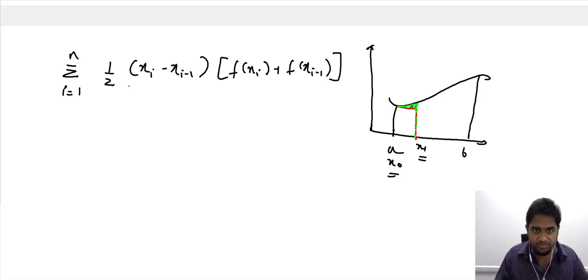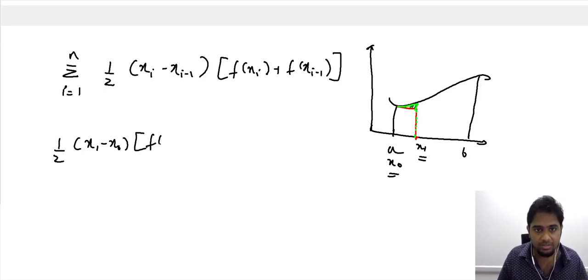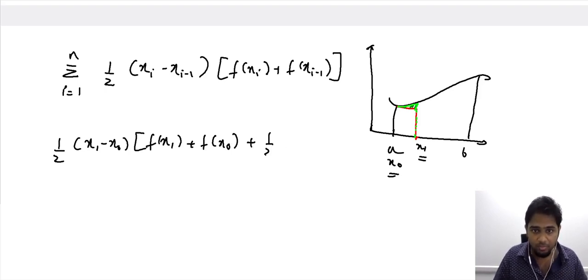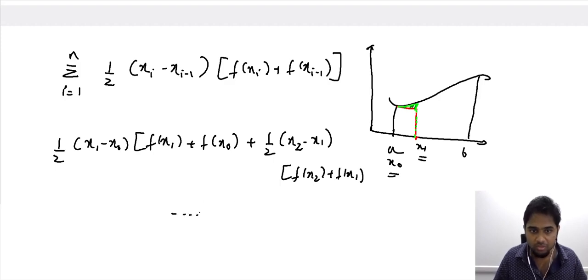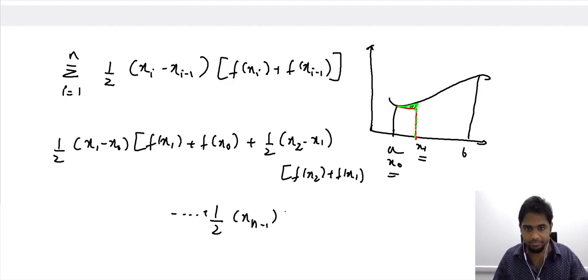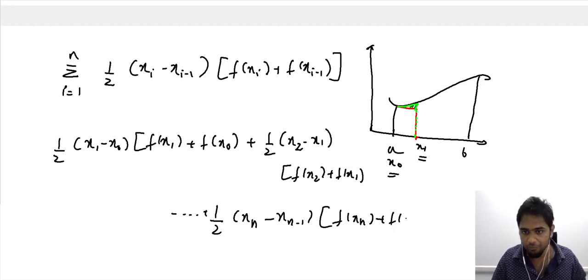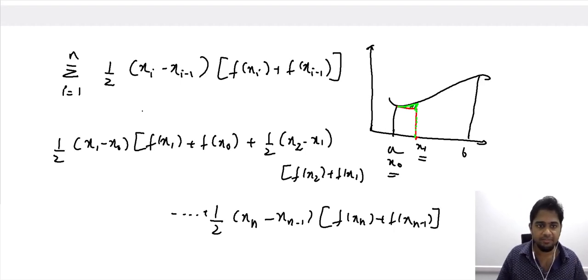Now, it is also possible for us to expand this expression, meaning when you substitute i and expand the expression, considering the sum of individual trapezoids, what you would end up having is 1/2 x1 minus x0 times f of x1 plus f of x0, and for the second trapezoid, 1/2 x2 minus x1 times f of x2 plus f of x1, and so on and so forth, up to xn minus xn minus 1 times f of xn plus f of xn minus 1. So what essentially we have done is we have expanded this generalized expression.